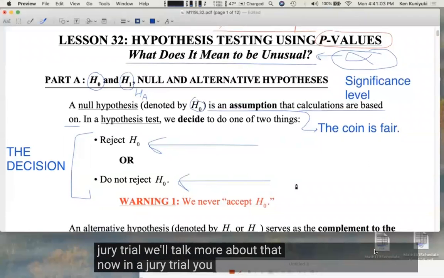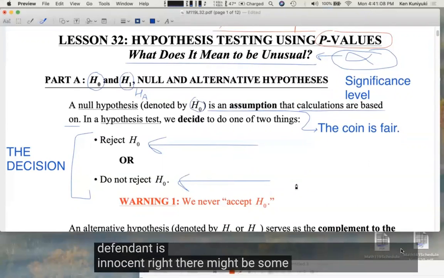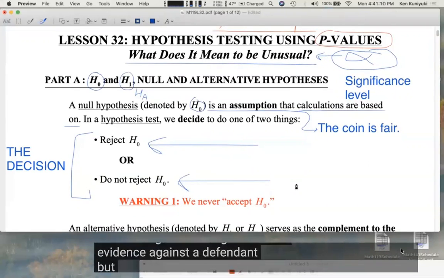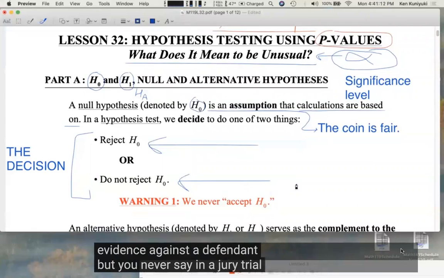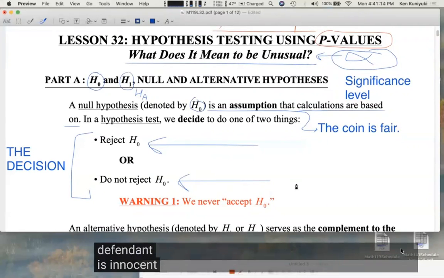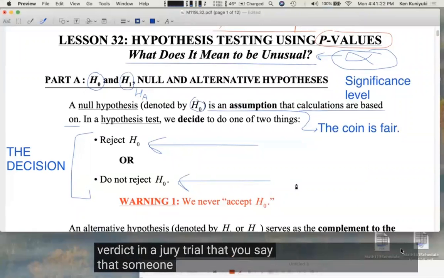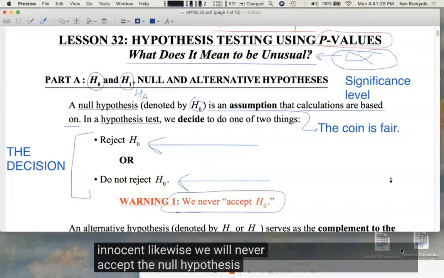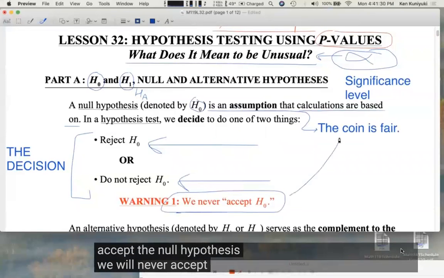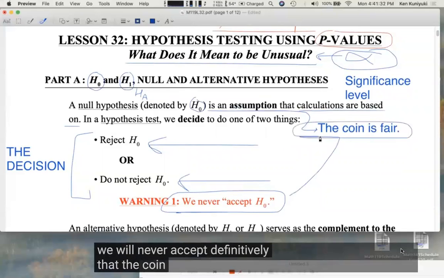Now, in a jury trial, you never say that a defendant is innocent, right? There might be some evidence against a defendant, but you never say in a jury trial, this defendant is innocent. Yes, there is a presumption of innocence. That's a bit different. But it is never a verdict in a jury trial that you say that someone is innocent. Likewise, we will never accept the null hypothesis. We will never accept definitively that the coin is fair.